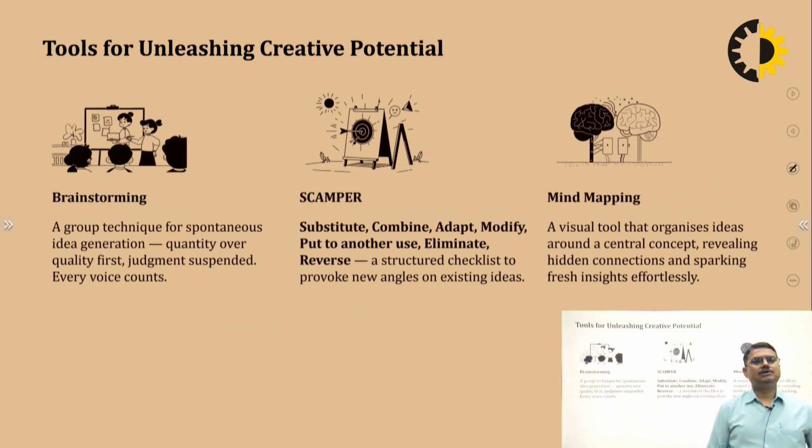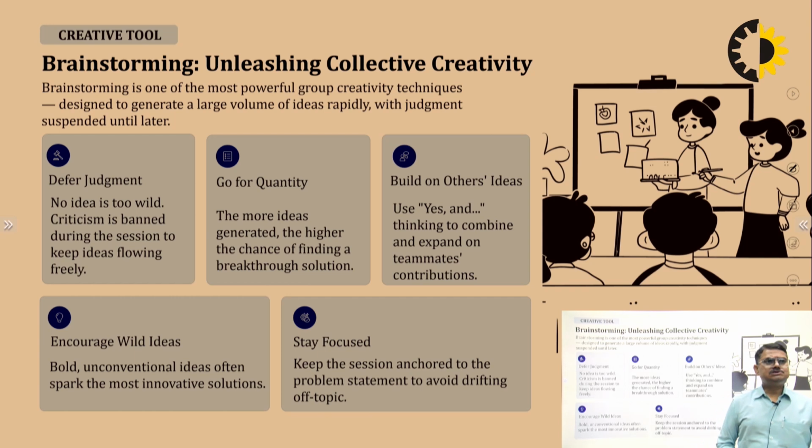The next thing we are going to discuss very briefly is the main tools, and how we can use them if we really want to convert our creativity into innovation. Today we are going to talk about three different tools: brainstorming, the SCAMPER tool, and the mind mapping tool. If we talk about brainstorming, it means we want to sit with our team and generate as many ideas as possible.